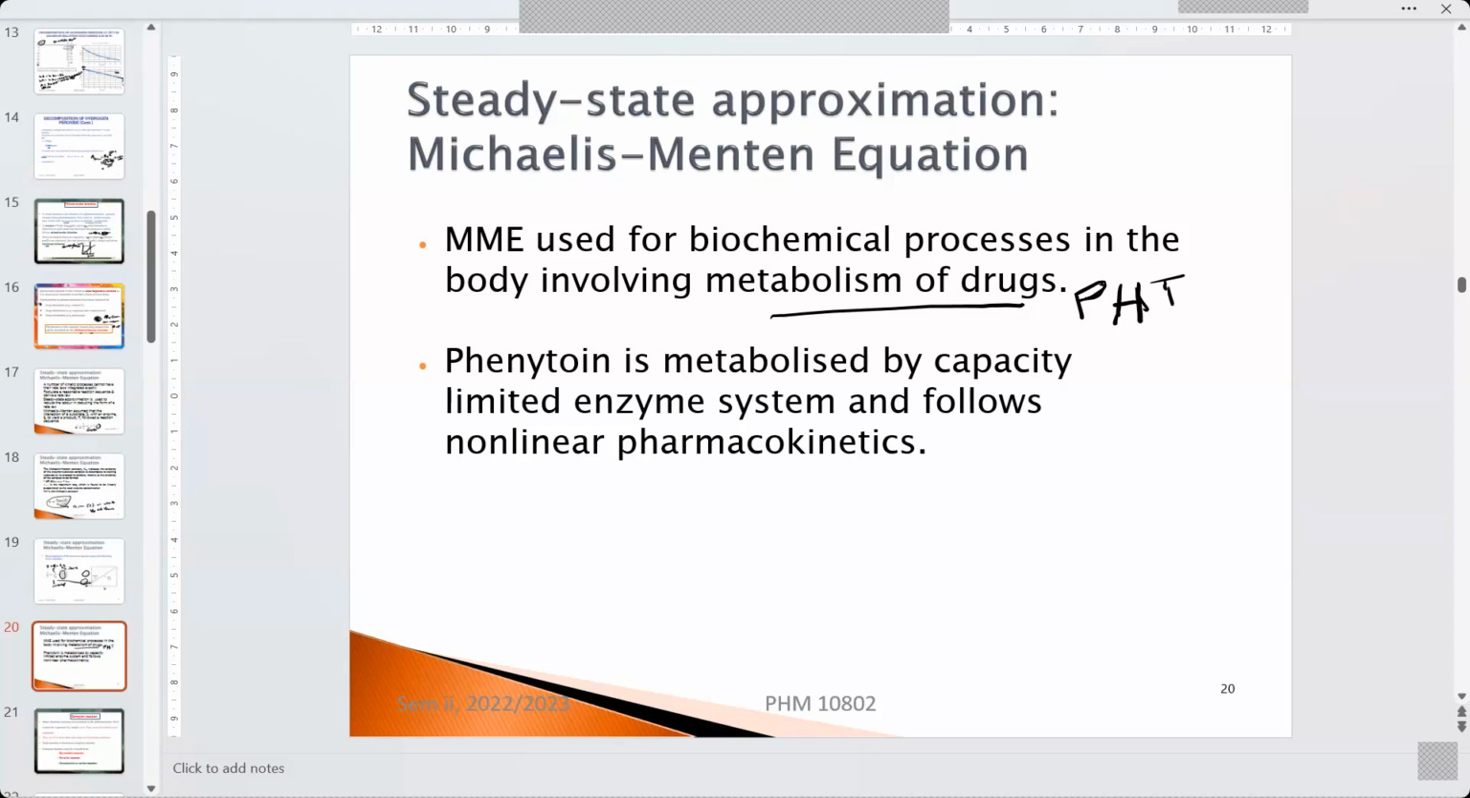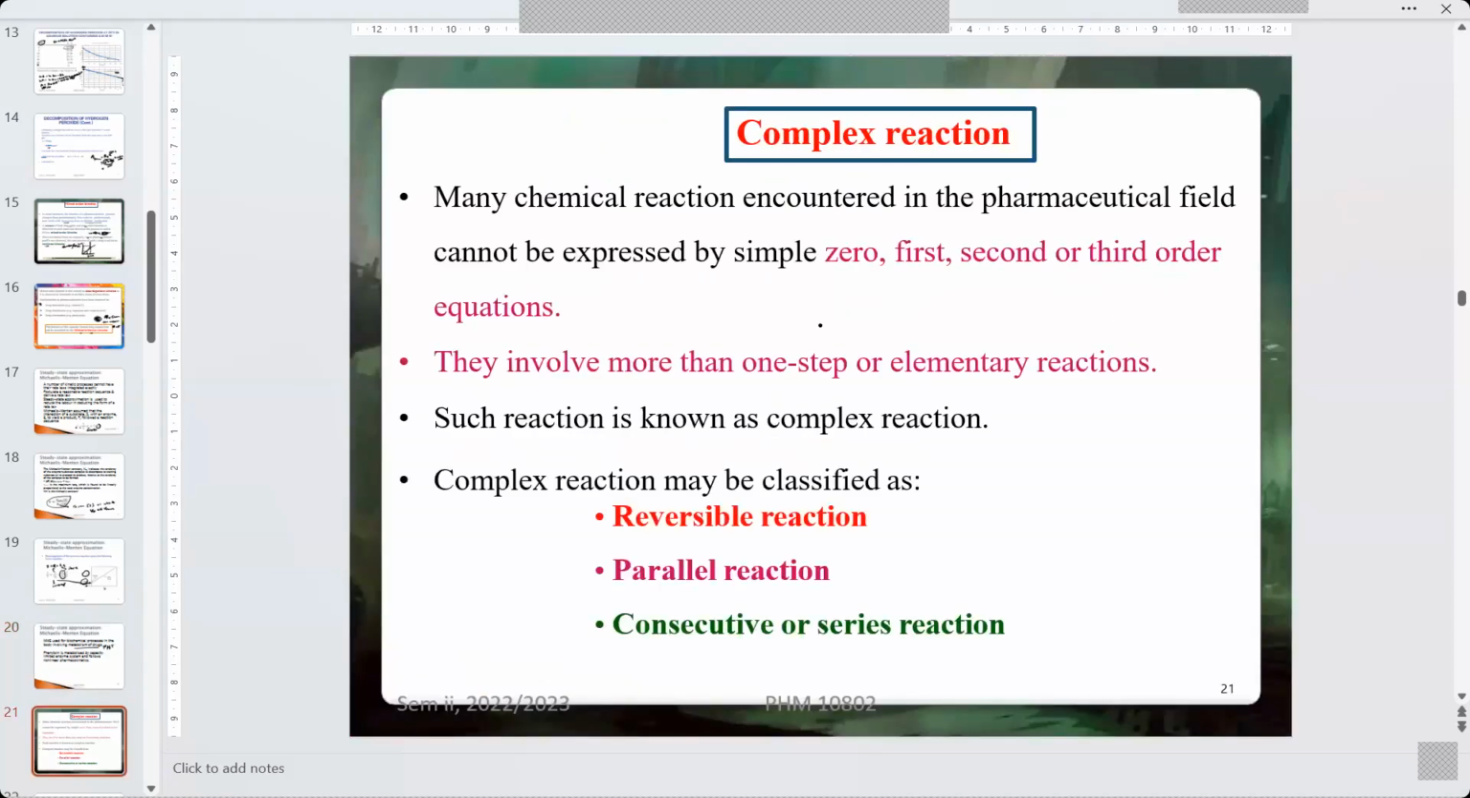This drug follows nonlinear pharmacokinetics and follows Michaelis-Menten. Phenytoin is metabolized by a capacity-limited enzyme system and follows nonlinear pharmacokinetics. So this is what we are going to use once we want to estimate the change of phenytoin concentration in the body or in the blood at any time after administration of the dose.